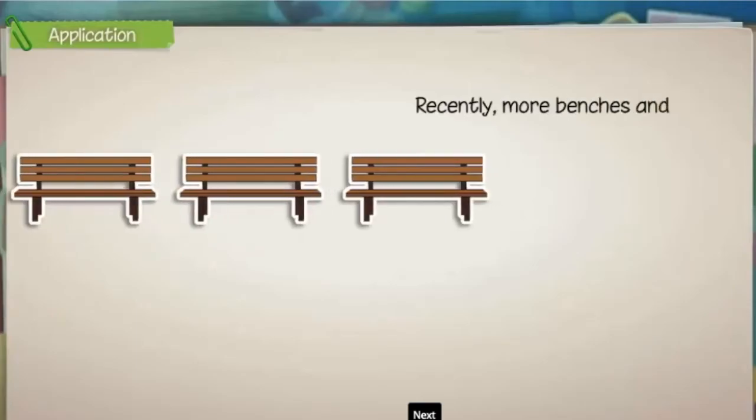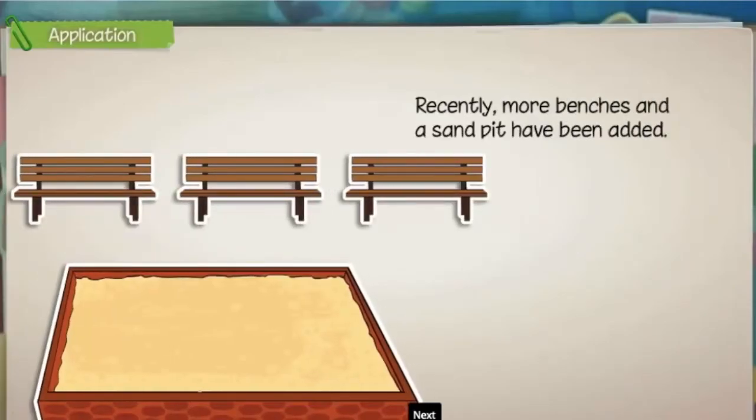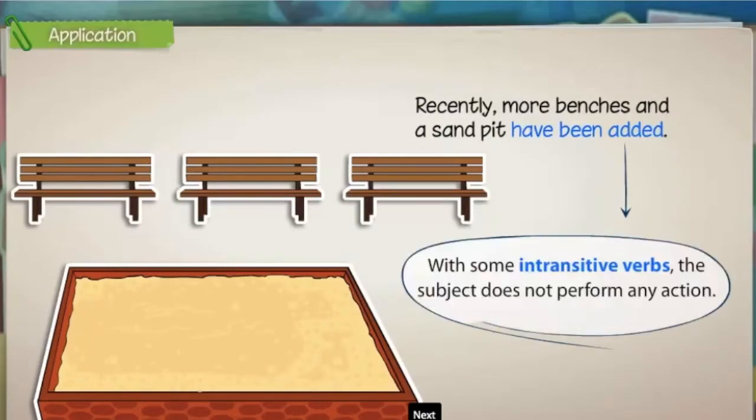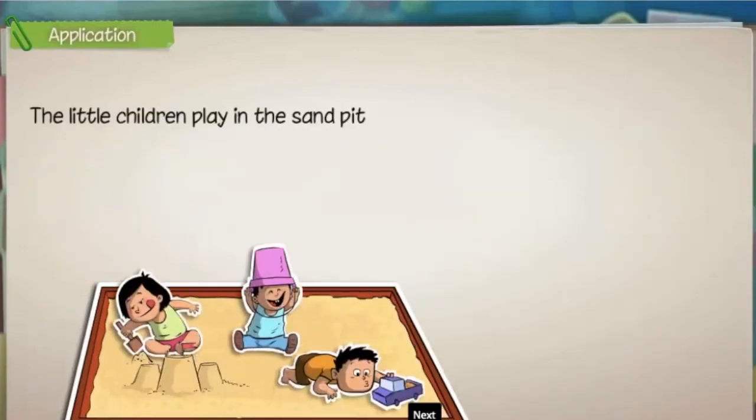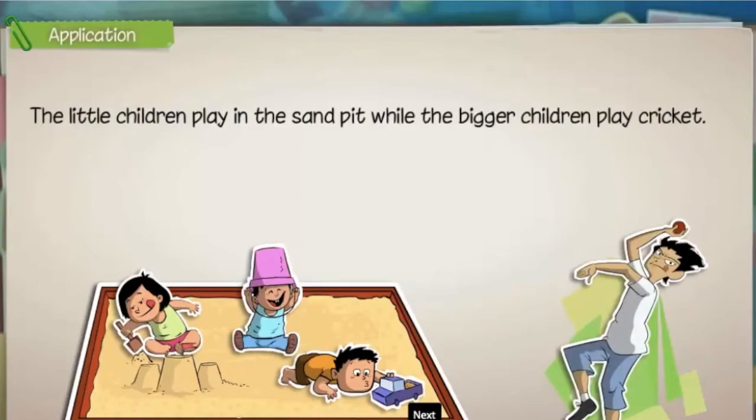Recently, more benches and a sand pit have been added. With some intransitive verbs, the subject does not perform any action. The little children play in the sand pit while the bigger children play cricket. Now, the play over here is an intransitive verb.